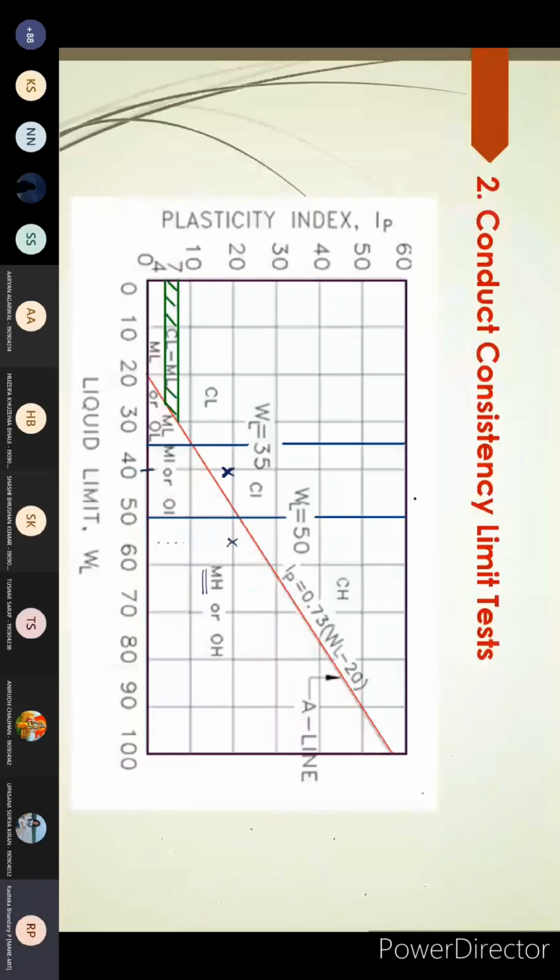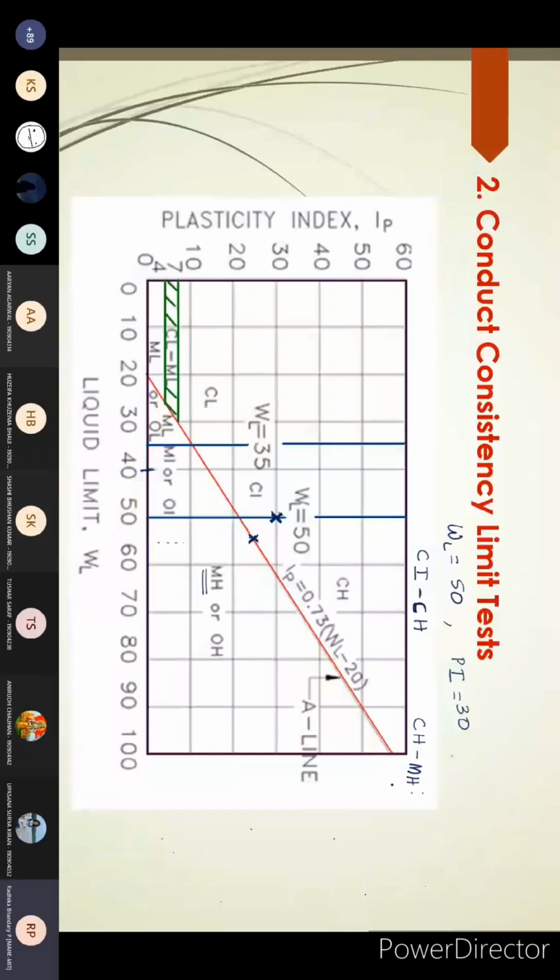Suppose the liquid limit is 50, and the plasticity index is around 30. So where will it lie? Somewhere here. Is it exactly on this line? Okay. So we will be using both, CH and MH, the dual symbol. Is it okay? Now suppose it lies on the A line here. Then we will use the symbol CH-MH. Very rarely it will occur, but in case it comes, it is this way. All right.